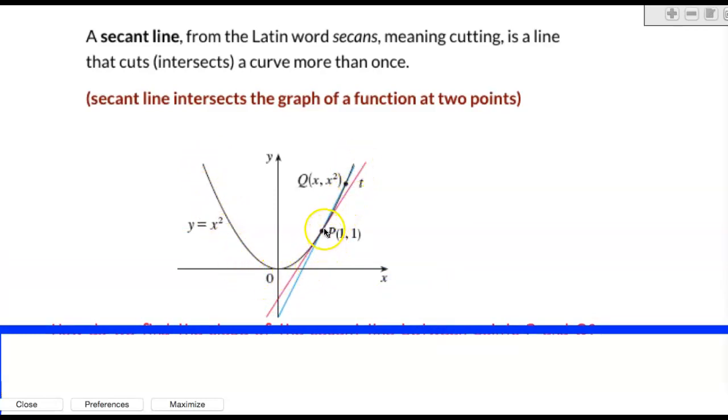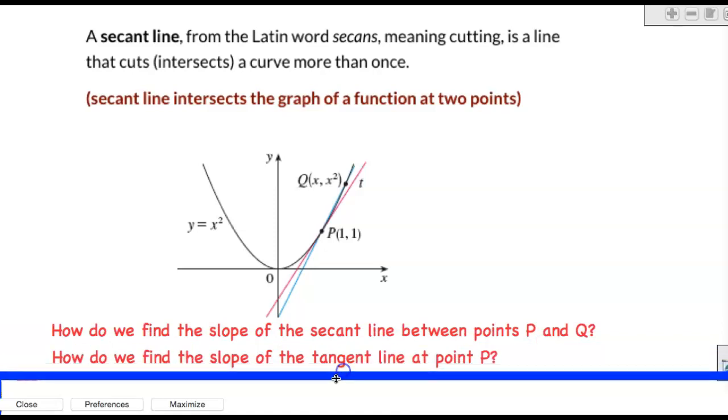And let's take this point P at (1, 1). Sorry, I misspoke. P is this pink tangent line at point (1, 1), and Q, together with point P, represents the secant line. So what this is going to illustrate is, how do we find the slope of a secant line between 2 points P and Q? How do we find the slope of the tangent line at point P?